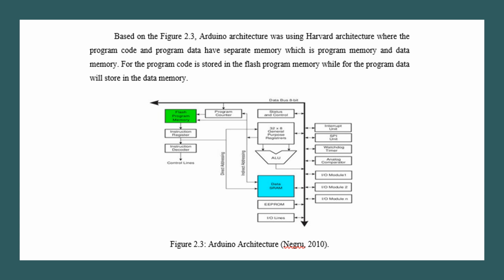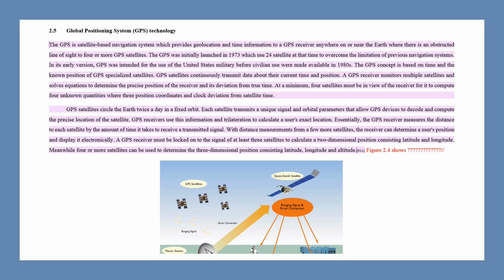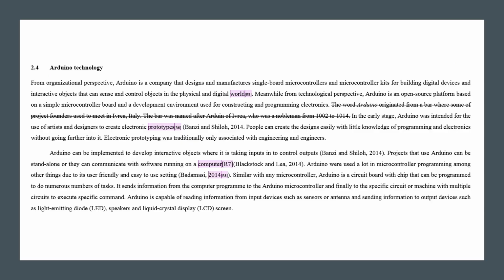They will follow the features, and by following the features they may gain some advantages. Also they will have some limitations. So why? GPS technology, GIS technology, the IoT, Arduino, this one you need to explain.